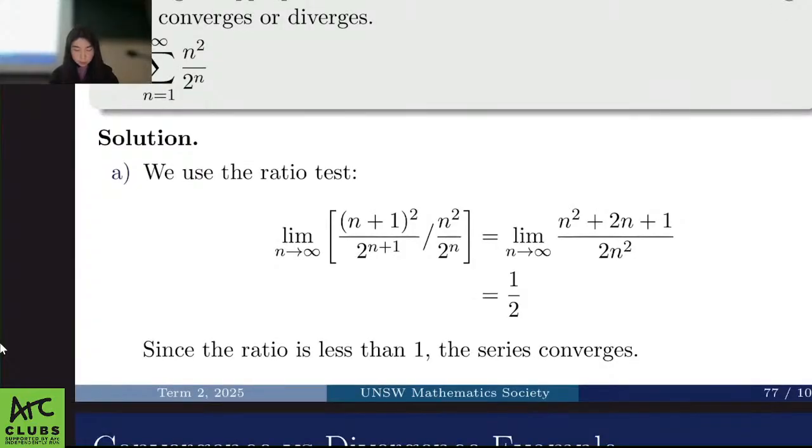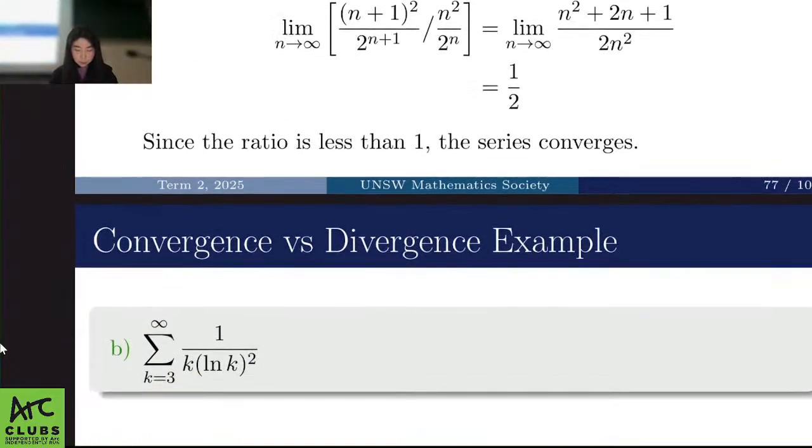Right, so here's the formal layout. Question 2. We want to evaluate whether this series is convergent or divergent. Usually when you're given something of this form and it's very easy to integrate the equivalent integral, then we want to use the integral test, because that's just the simplest way of doing it.